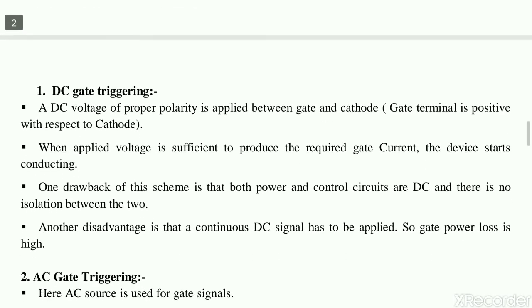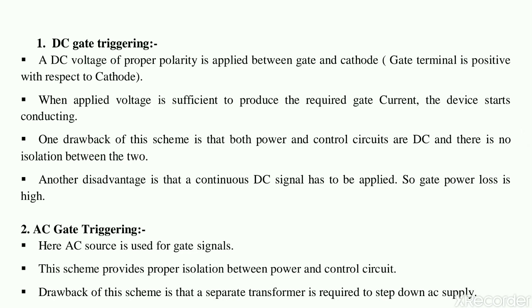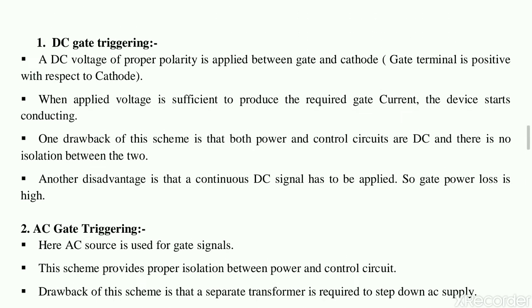There are also DC gate triggering and AC gate triggering methods. We will shortly look at the DC gate triggering method. DC voltage of proper polarity is applied between gate and cathode. Gate terminal is positive with respect to cathode. When the applied voltage is sufficient to produce the required gate current, the device starts conducting.